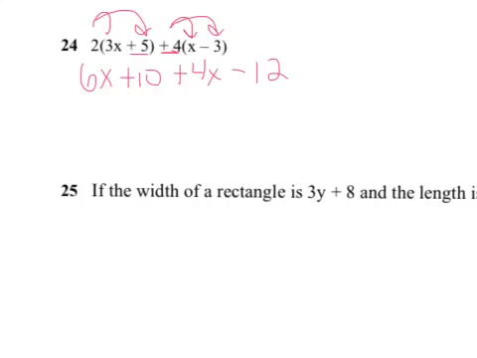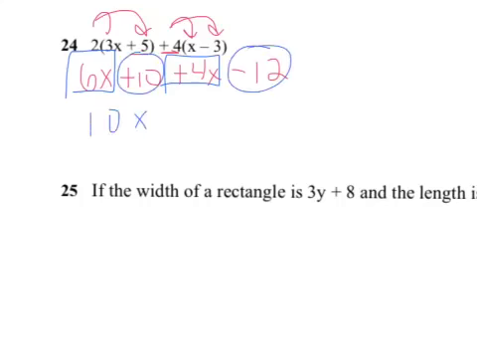I will then combine like terms. 6x plus 4x gives me 10x. And then 10 plus a negative 12 gives me negative 2.